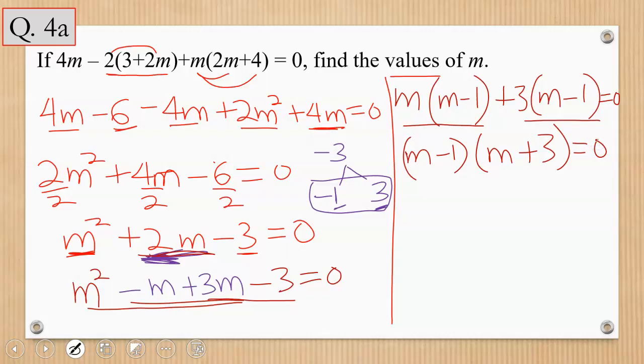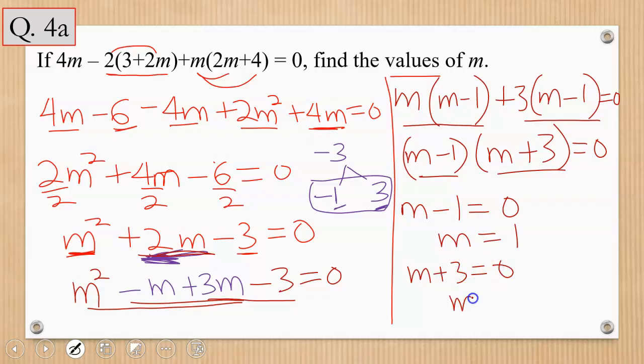Here I have 2 numbers that when I multiply I get 0. And anytime you multiply two numbers to get 0, then one of them must be 0. So either this is 0 or that is 0. If m minus 1 is equal to 0, then the value of m is 1. And if m plus 3 is equal to 0, then m will be negative 3.